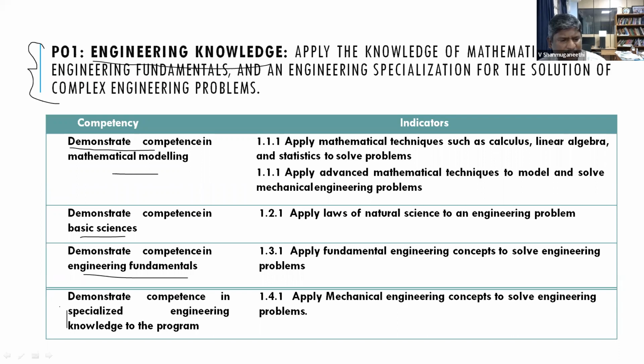Suppose a CSE person, they have to specialize in CSE. A mechanical person has to apply mechanical engineering. So they should have specific domain knowledge, and they should have engineering fundamentals. Though I am a computer science person, I must have some idea about electronics and electrical. For example, I have a computer, and I would like to know the required voltage for it, how many watts the processor requires.